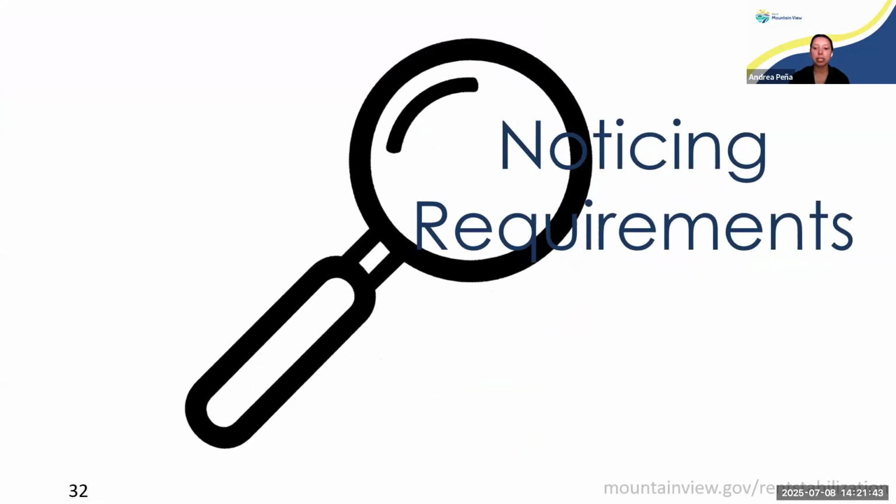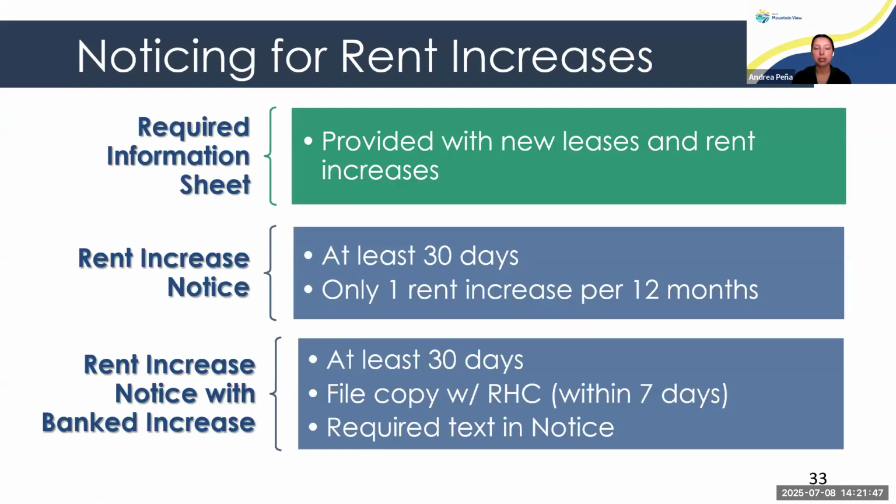Okay, now we're going to speak a bit more about noticing requirements. So for rent increases in particular, there is a required information sheet that is provided by the Rent Stabilization Division. It's on the website. I'll show you shortly how to access that. That is a required document that you need to attach with new leases, rental agreements, as well as each rent increase that is given to the tenants.